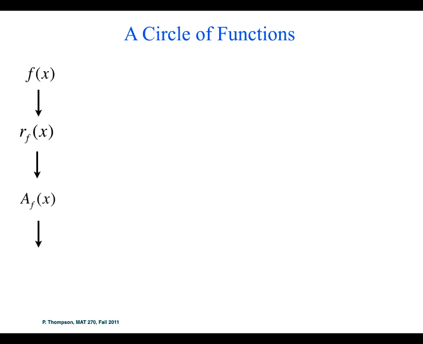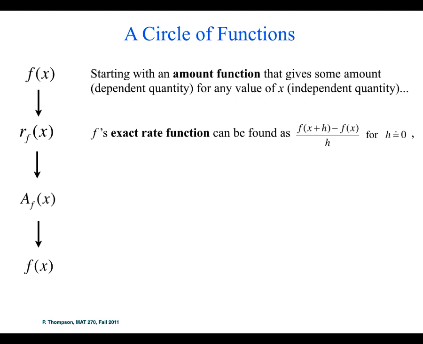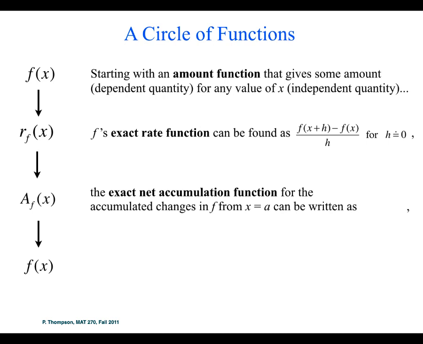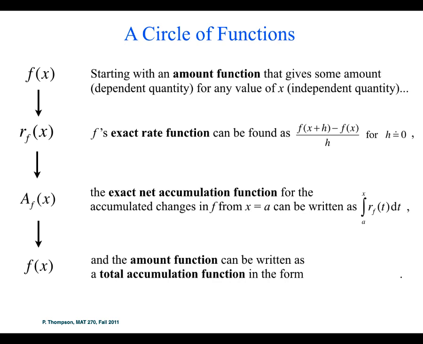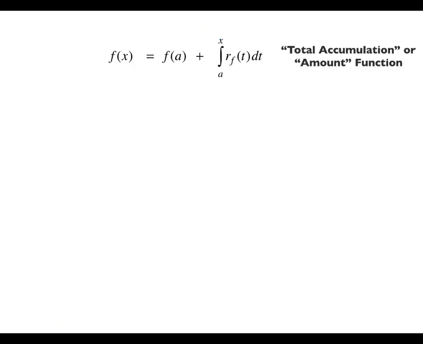So we have a circle of functions here. If we start with an amount function, then its rate of change function is our difference quotient for small h. And the exact net accumulation function can then be written in terms of that rate function as an integral function. And then we can come back and write the total amount function in open form as f of a plus that net accumulation function. And so that's our total amount function in open form.